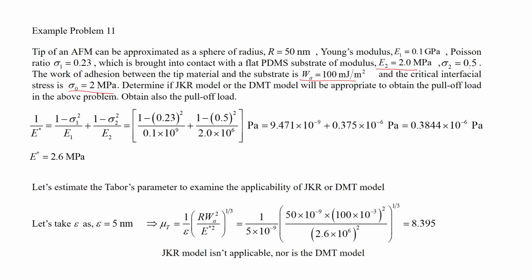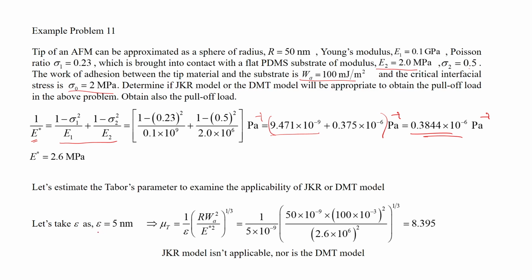So, here remember we need to find out the E star. We can find it out by this, if we have done it several times over here, and it comes out to be 9.5 times 10 to the minus 9 here, 0.38 times 10 to the minus 6 here. So, this is Pascal. So, the whole thing is 0.3844. This is actually Pascal inverse, I should say. So, therefore, E star is equal to 2.6 megapascal. Now, let us estimate the Tabor parameter.